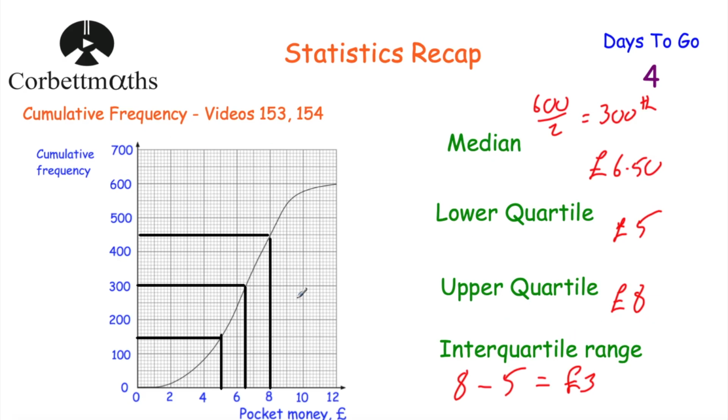Now, sometimes you might be asked questions, for instance, how many people earned less than £4 pocket money? So you go up from £4 across and see how many people got below £4. You might be asked questions like estimate how many people got over £10. So you go to £10 pocket money across, and then you see how many then go above £10, and then you can work out that and so on. So that's how you use your cumulative frequency curve.